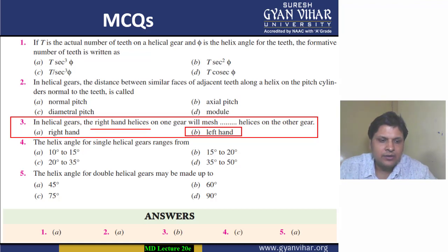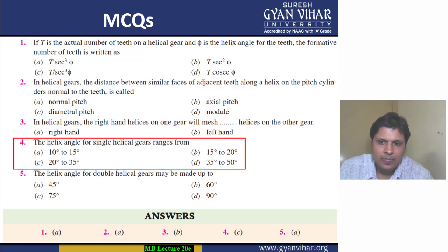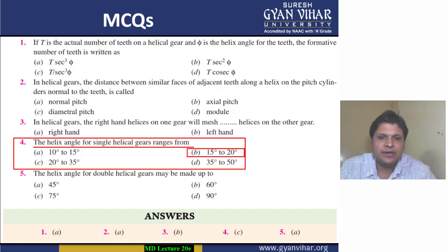All right, moving further, coming into multiple choice question number 4. The helix angle for single helical gears range from. So we all know that for single helical gears the helix angle range from 15 to 20 degree. So in the options, B is giving you this value 15 to 20 degrees. So B is the correct answer.